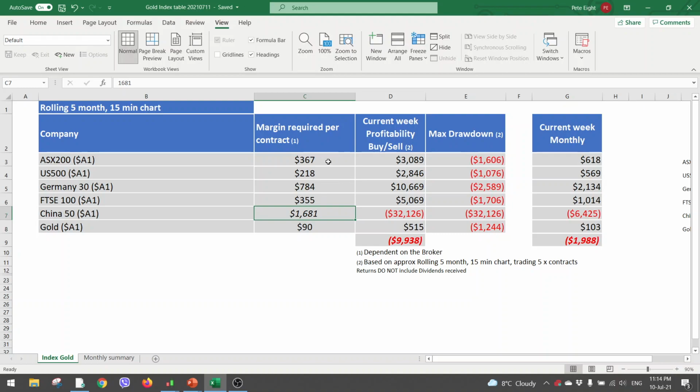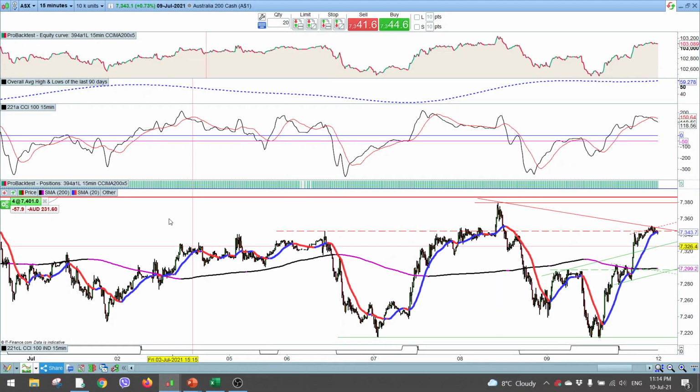Now, these have risen recently, depending on your broker. As you can see there, the margins required to trade one, and what we're doing is we're trading 5 contracts for each of these indices, just to keep it consistent in our programming, and we're looking at a rolling 5-month period on a 15-minute chart. So it's just to help put that in context.